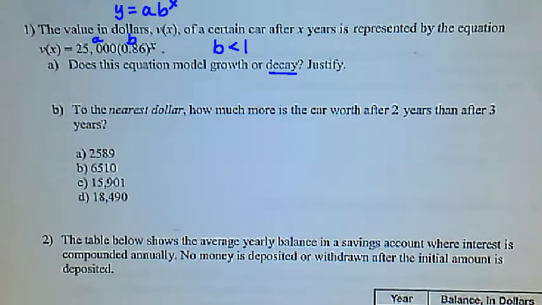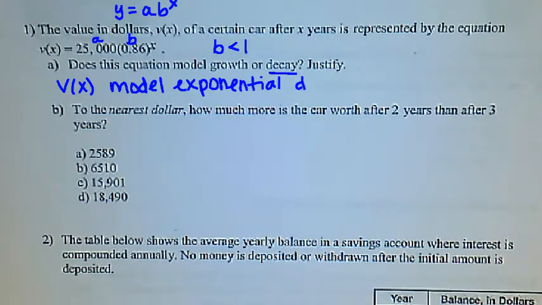So, let's see. V of x, let's say modeling. Okay, don't have a lot of room. So V of x models exponential decay because b is less than 1. Okay, simple as that.